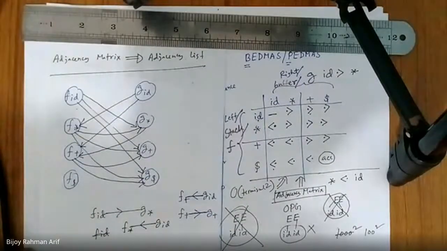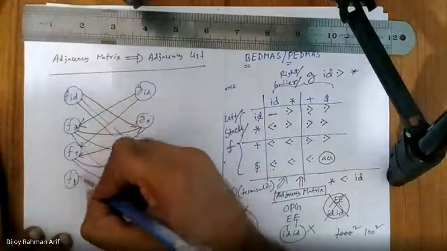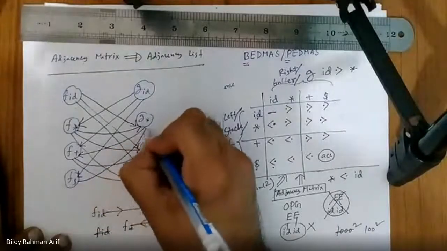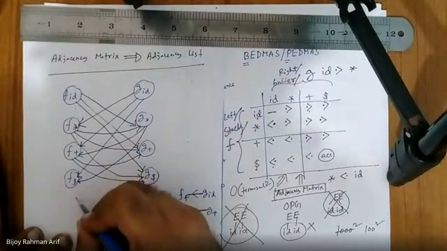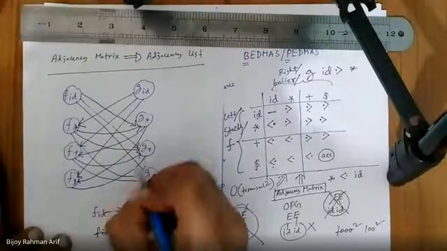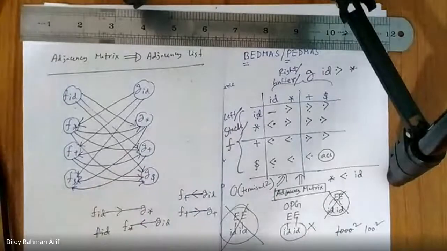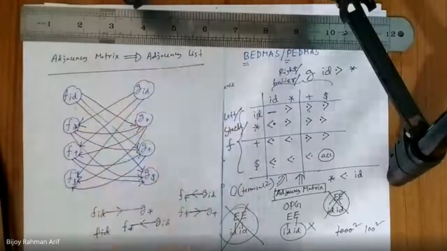Let's go to F dollar. F dollar and G ID. So it is like this. Lowest precedence, so everything is pointing towards it. And finally, we have converted the adjacency matrix to an adjacency list. Done.